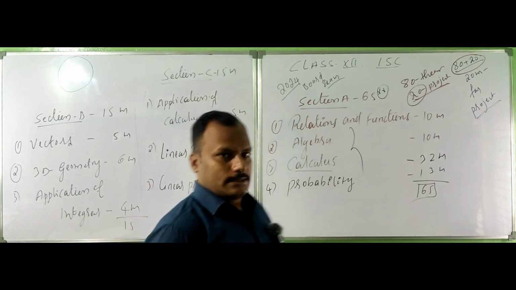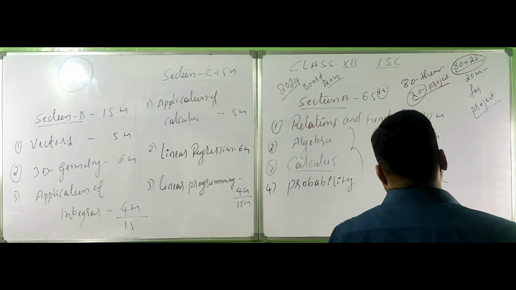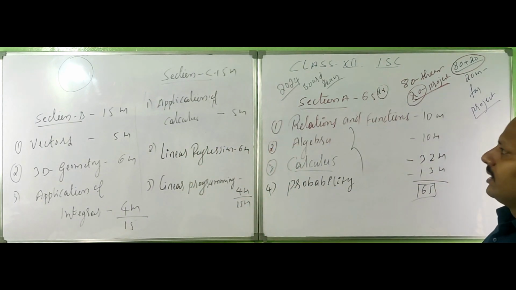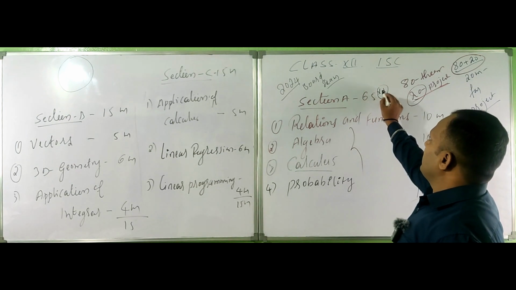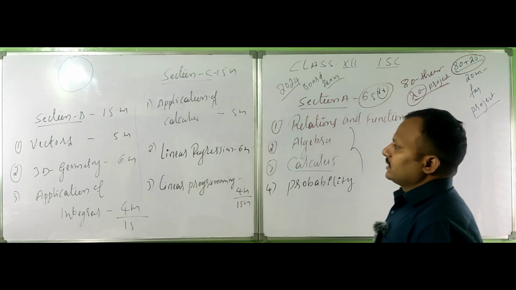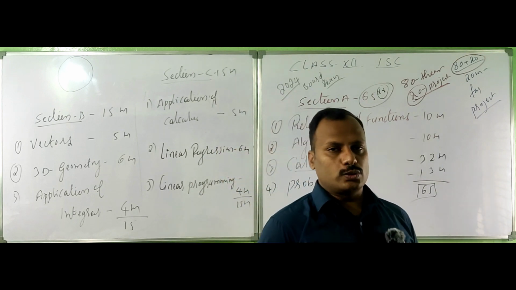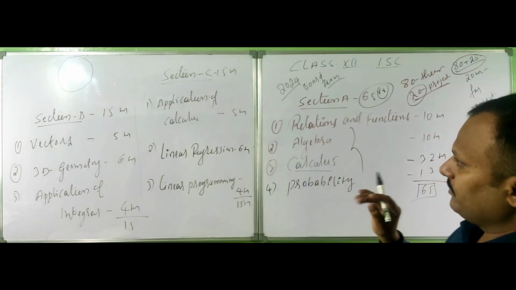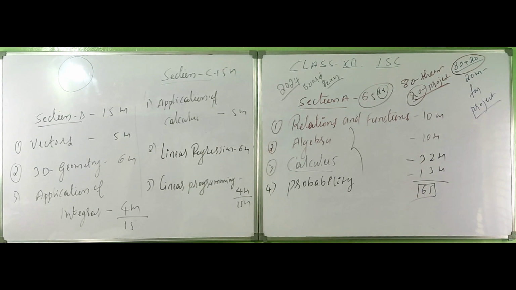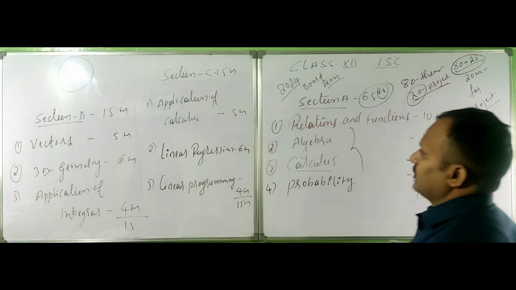This is the exam question pattern for the subject. Section A is mandatory, compulsory. Section B and section C are optional, meaning you have to choose either the questions from section B or the questions from section C only.